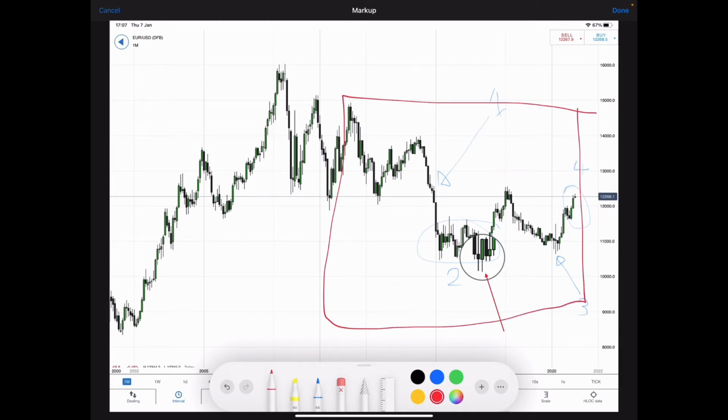The candle that I've just made a note of, that tail, or wick as some people like to call them, is the most significant point on the entire section that I've just drawn out. Why is that?